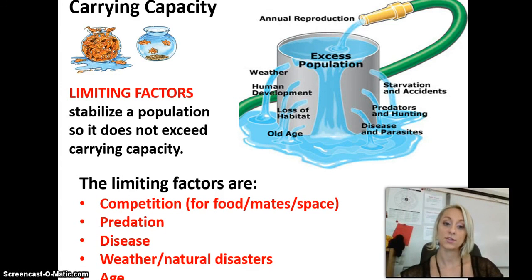Examples of the limiting factors would be competition, whether they're competing for food, for space, for shelter. Predation, so their predators will likely decrease or stabilize their population so they don't overpopulate an area. Disease, weather, natural disasters will also limit a population size. And then age. Old age will come into play, and that will stabilize the population as well. That's it.